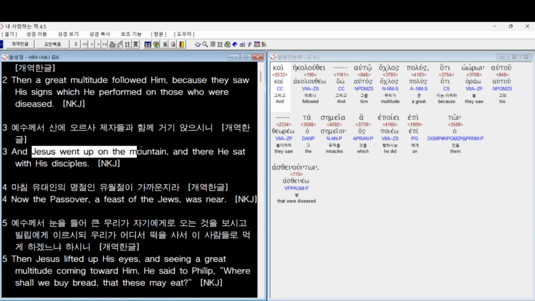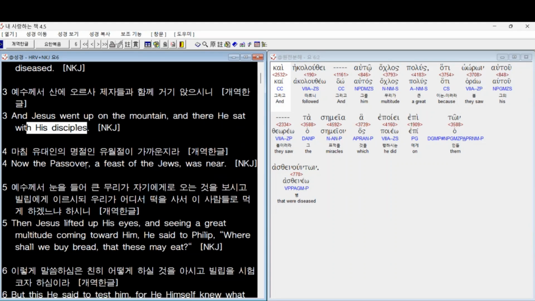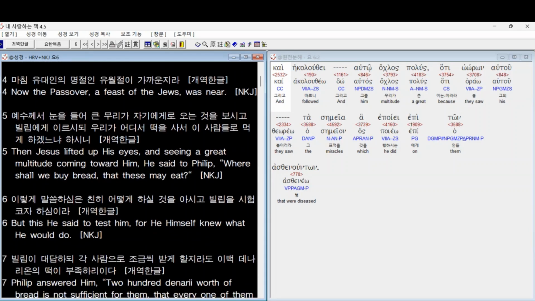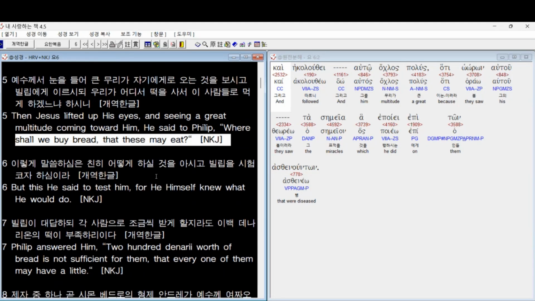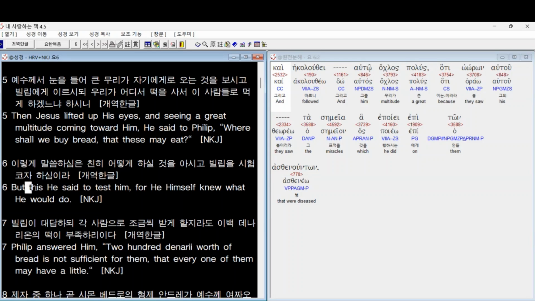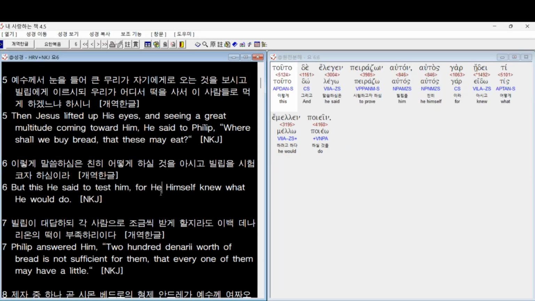And then Jesus went up on the mountain. There he sat with the disciples. Verse 5 says, Jesus lifted up his eyes, seeing a great multitude coming towards him. He said to Philip, where shall we buy bread that these may eat? The reason he said that is, but this he said to test Philip.